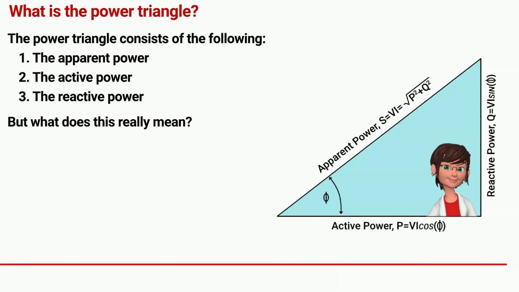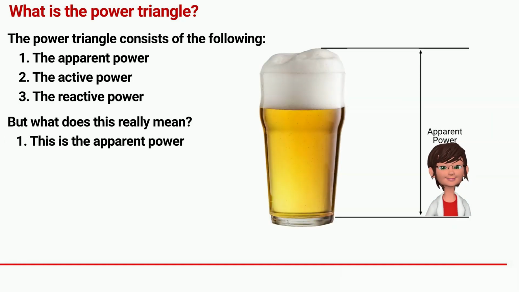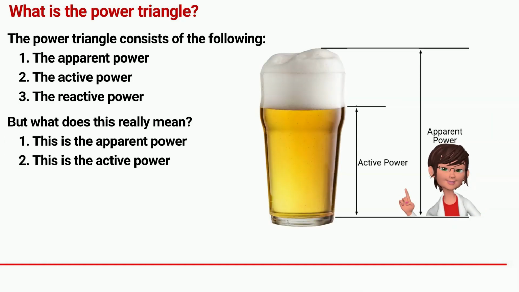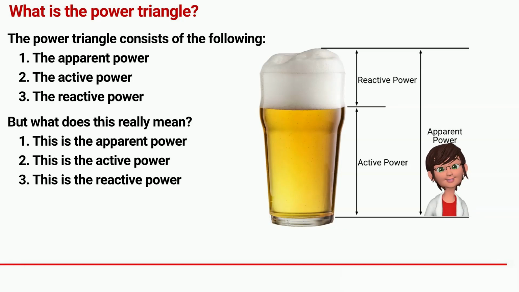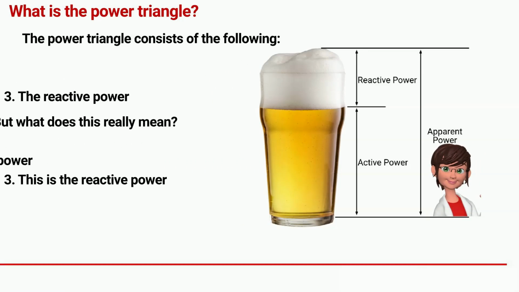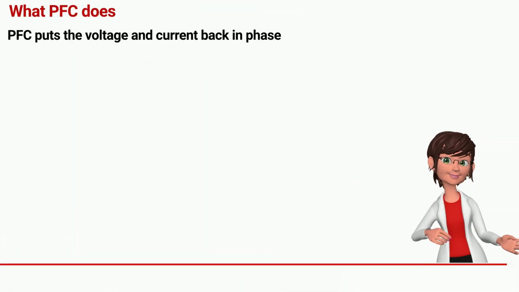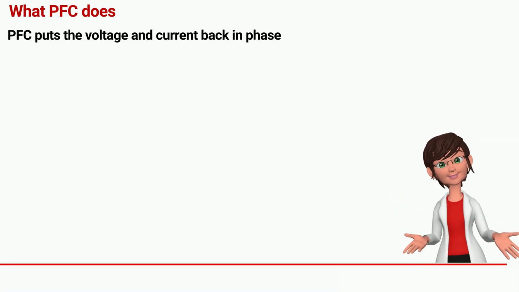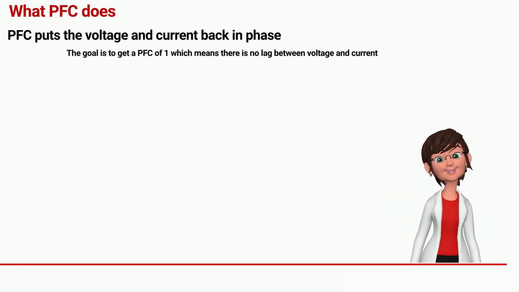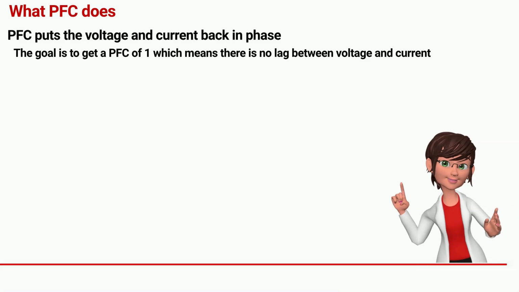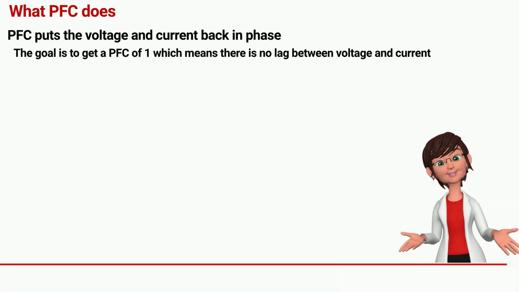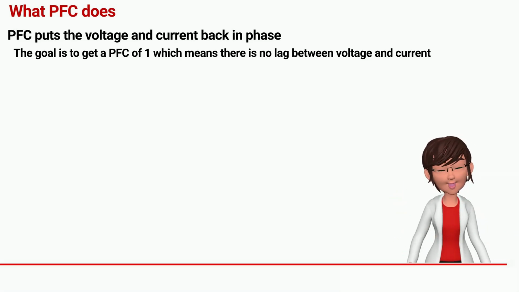A popular analogy is to think of this in terms of a pint of beer. This is the apparent power. This is the active power. And finally, the foam represents the reactive power. So the job of the PFC is to simply put the voltage and current back into phase. Ideally, the power factor is 1, which means there is no longer a phase angle between the voltage and the current.